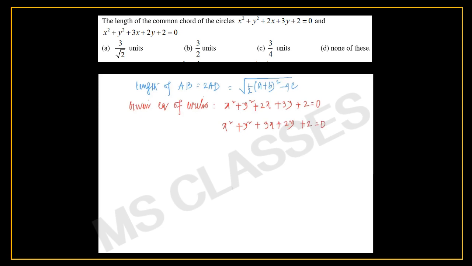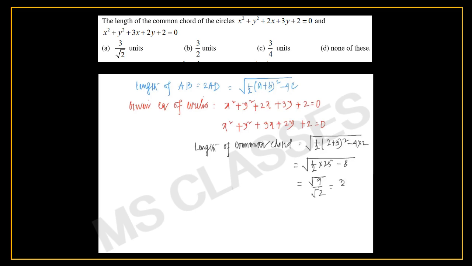So just we'll apply this concept and we can get that the length of the common chord will be equal to root under of half of (2 plus 3) whole square minus 4 into 2. Now that is root under of 1 by 2 into 25 minus 8. Now that gives us root over of 9 by 2, that is 3 by root 2 units. Important result.